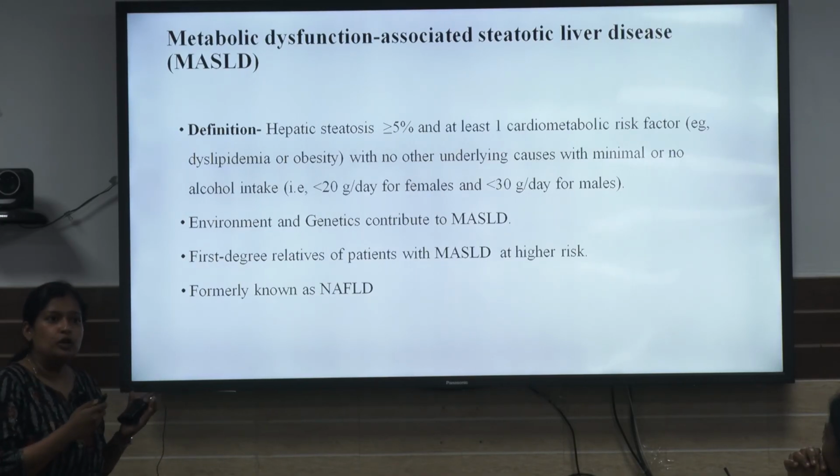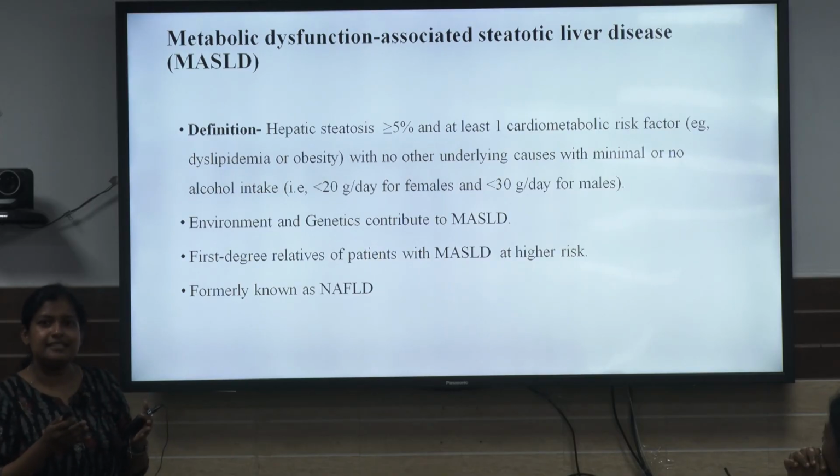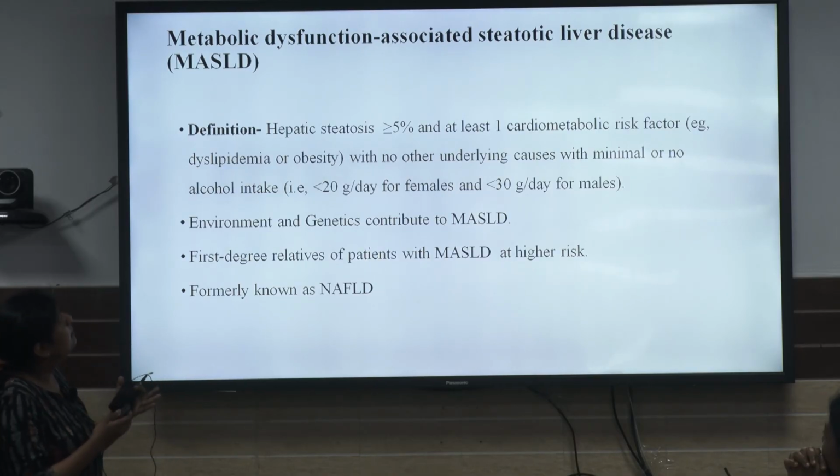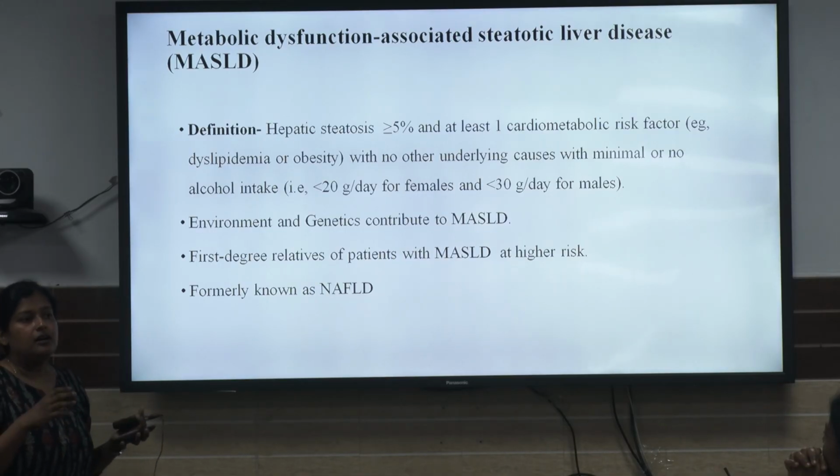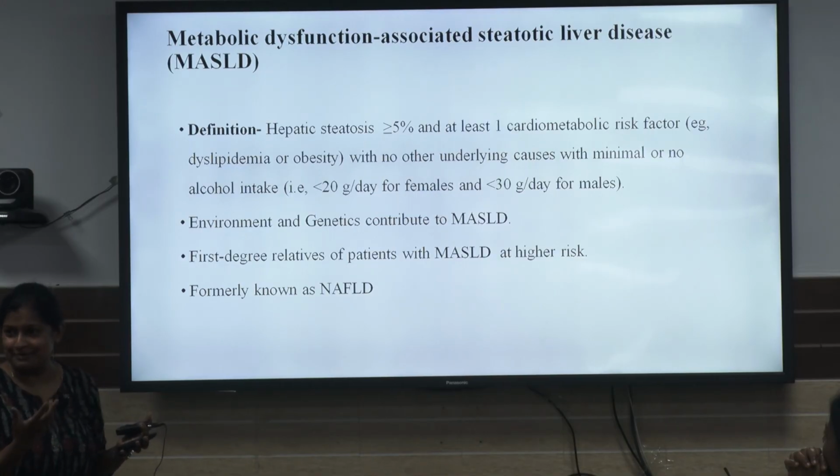Sir mentioned about non-alcoholic fatty liver disease. Now the new name is metabolic dysfunction associated steatotic liver disease. It's a new name. Why? There was a stigma associated with the word fatty. So that has been changed. And the name non-alcoholic. So whom do you call alcoholic?